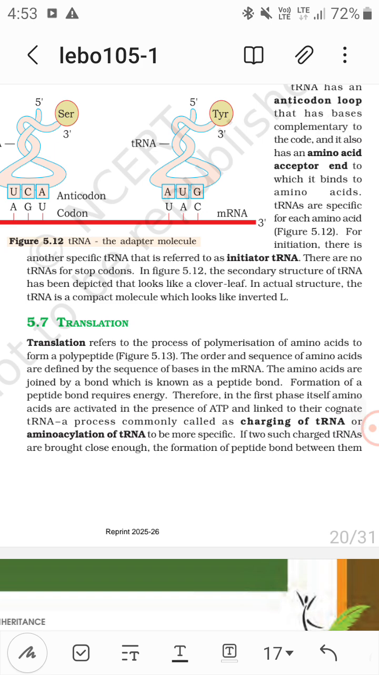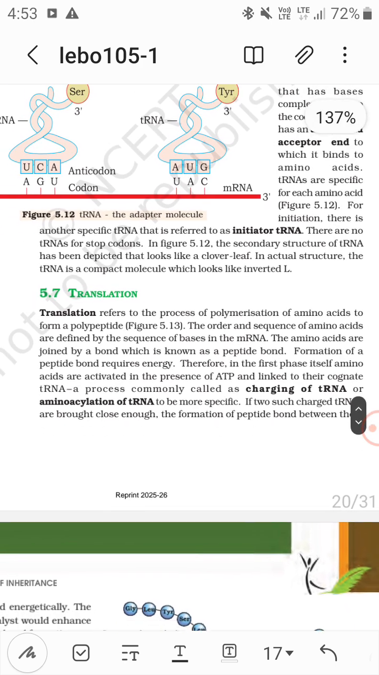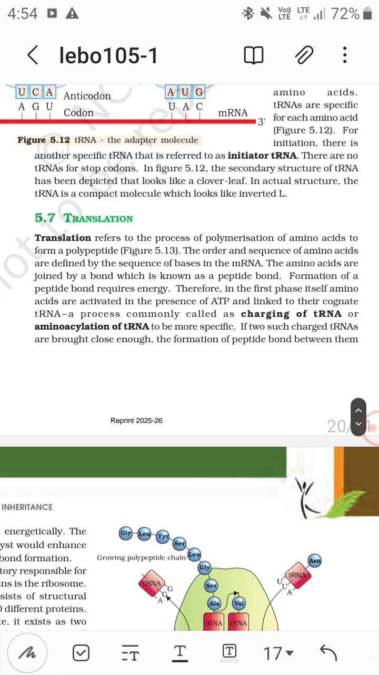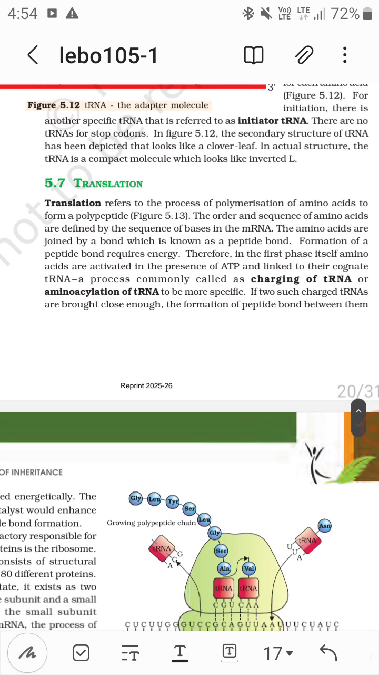Now translation refers to the process of polymerization of amino acids to form a polypeptide. The order and sequence of amino acids are defined by the sequence of bases in the mRNA. Peptide bond formation is an energy requiring process. Therefore, in the first phase, amino acids are activated in the presence of ATP and linked to their cognate tRNA, a process commonly called charging of tRNA or aminoacylation of tRNA.